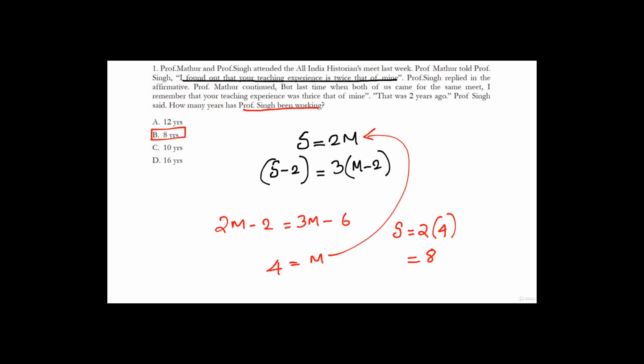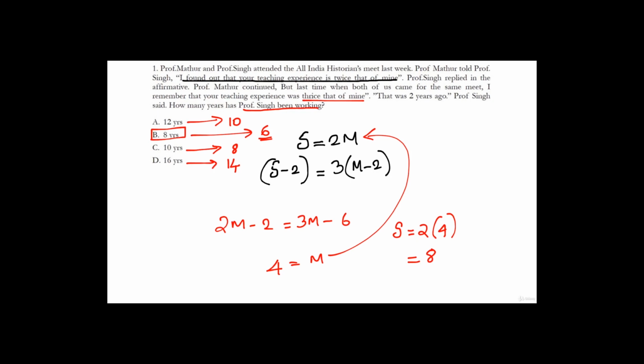Instead of solving with equations, we can go with the options. For example, if this is the answer, 2 years back the experience would have been 10 years, and 10 will not be a multiple of 3, so we can neglect. If 10 is the answer, 2 years before Singh's experience would have been 8. Even 8 is not a multiple of 3, so this is not the answer. 16, if we take as the answer, 2 years back the experience would have been 14. Even 14 is not a multiple of 3. Why are we looking for a multiple of 3? 2 years back Singh's experience was thrice of Mathur's experience. So what happens here is, if you take 8 as the answer, 8 minus 2 is 6, which is a multiple of 3.